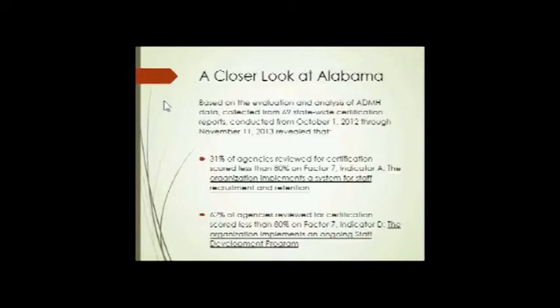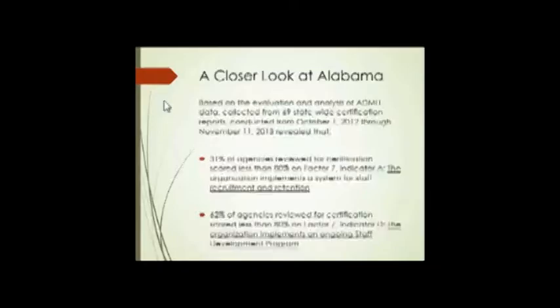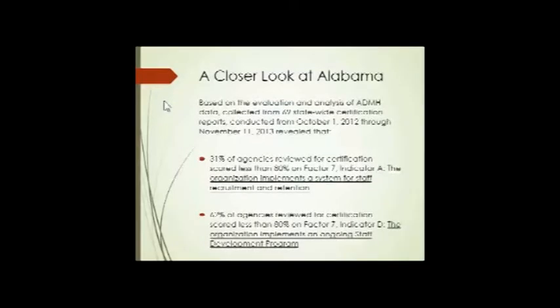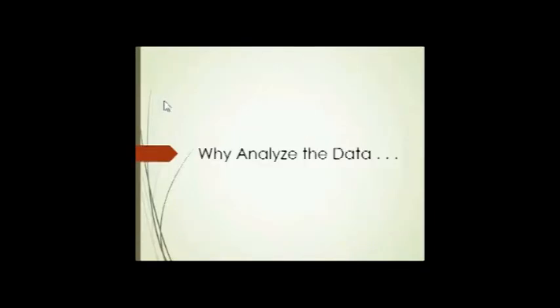So let's take a look at how we're doing in Alabama. Based on the evaluation and analysis of the Alabama Department of Mental Health data collected from 69 statewide certification reports conducted from October 1, 2012 through November 11, 2013, 31% of agencies reviewed for certification scored less than 80% on Factor 7: The organization implements a system for staff recruitment and retention. Also, when looking at the data, 62% of agencies reviewed for certification scored less than 80% on Factor 7, Indicator D: The organization implements an ongoing staff development program.